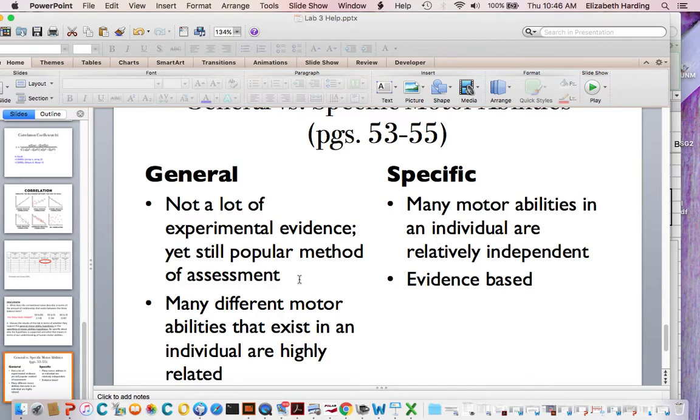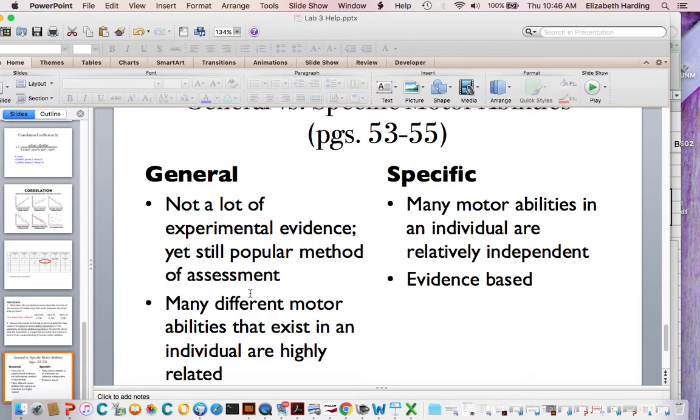So we have elders come in and we do a balance test. We may do one balance test. They fail it miserably, and suddenly we say that their balance is horrible and they need a walker or something like that. So basically with the general motor ability hypothesis, we're still using that testing method, and it's not evidence-based and it's not correct. What we really need is several different balance tests to really evaluate an individual and their motor ability, right?